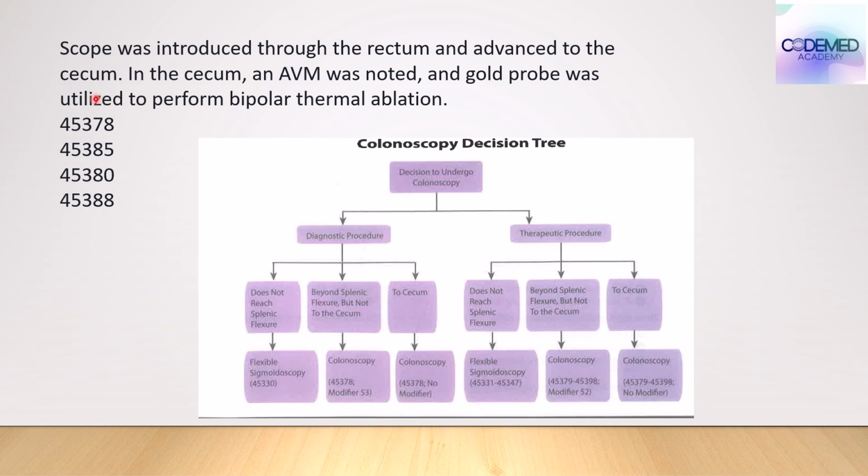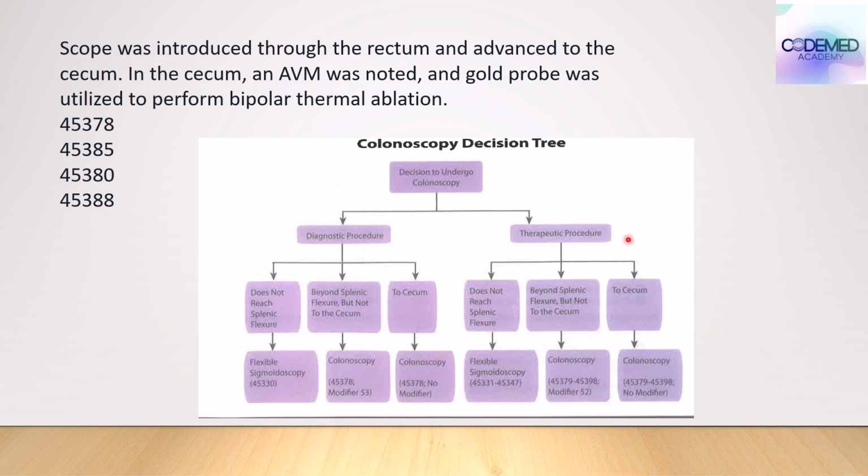Another simple question. In this case, the scope was introduced through the rectum and advanced to the cecum. In the cecum an AVM was noted, and the gold probe was utilized to perform the bipolar thermal ablation. So this is a case of colonoscopy because the scope was introduced through the rectum and has gone till the cecum. So we can utilize the colonoscopy decision tree, and they have done the bipolar thermal ablation. That means it becomes a therapeutic scopy, because they did find something but they also acted on it, and that's why we will go here, and the scope has gone till the cecum.